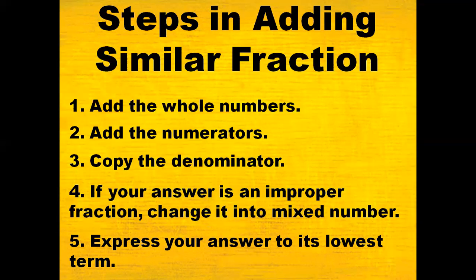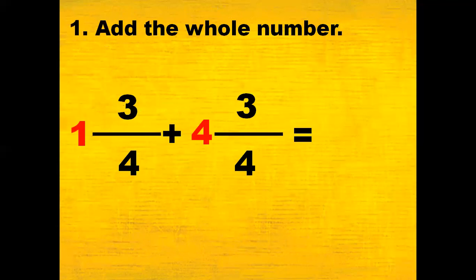Now, let's help MATHew and MATHilde with their word problem. Step number 1. Add the whole numbers in 1 and 3/4 plus 4 and 3/4. The whole numbers are 1 and 4. So 1 plus 4, the sum is 5. Again, 1 plus 4 is equal to 5.